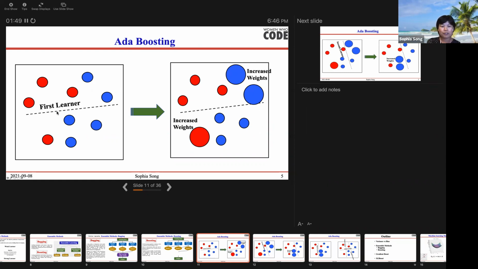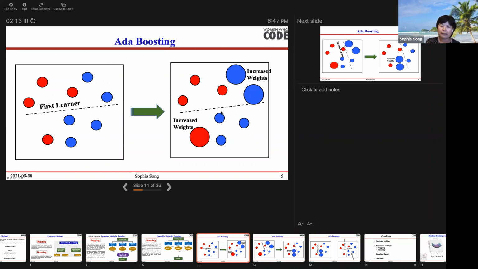So I build up my first learner. But my first learner made 3 errors. These 2 blue labels are wrongly labeled. They will be labeled as red, right? This red label, after my first learner, will be labeled as blue. So these 3 points are the errors of the first learner.